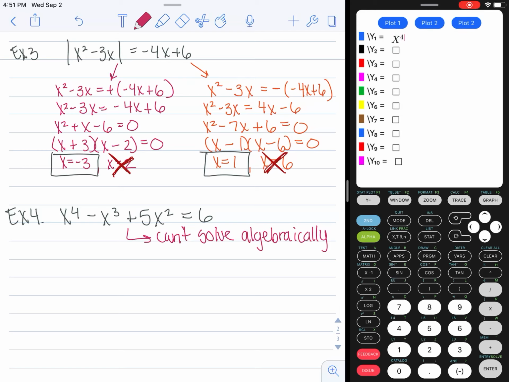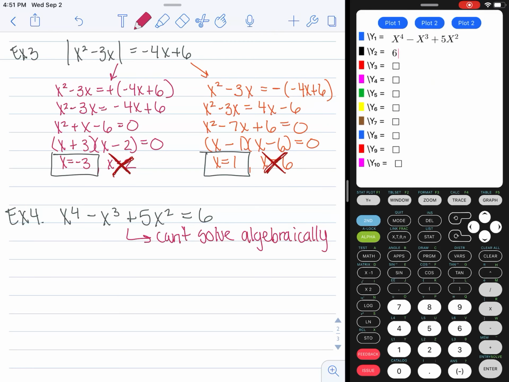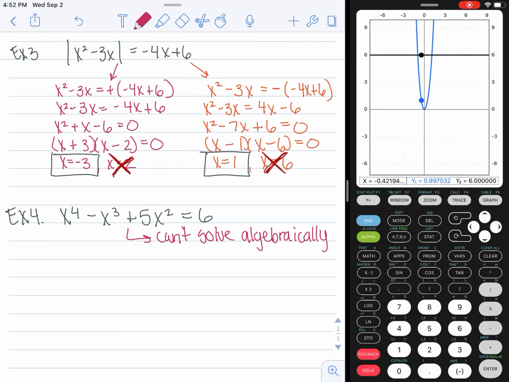And let's type in, guys. Let's graph this in. X to the 4th minus x cubed plus 5x squared. Let's delete that. There we go. Plus 5x squared. Okay, and then it was equal to 6, so I'm going to put that in y sub 2. Graph that guy. There we go. So I want their intersection.